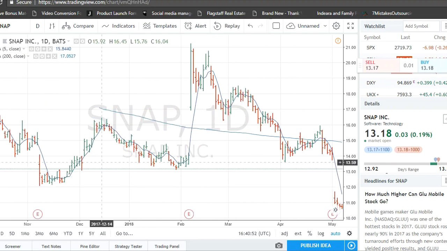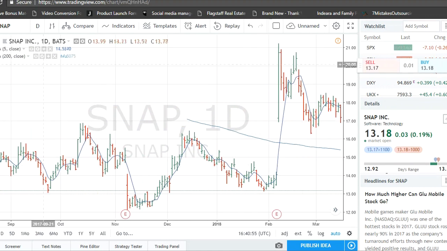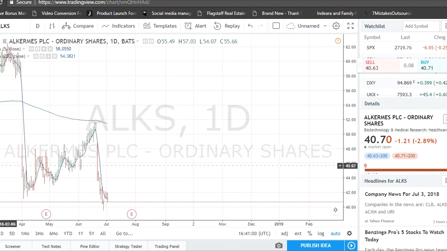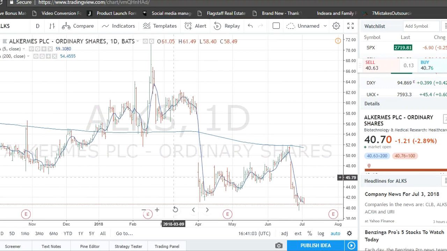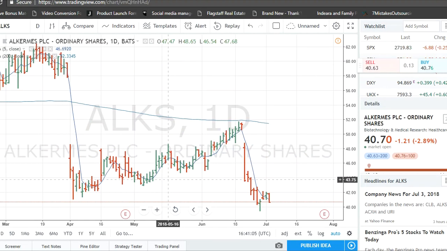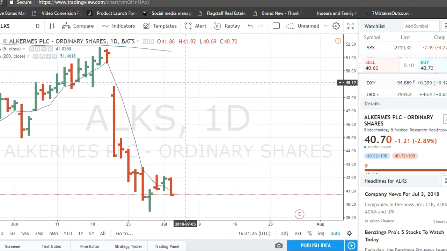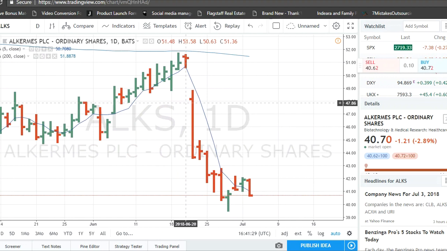So let me see here. ALKS, there's another one. Okay, ALKS. All right, this is a $40 stock, so we're close to the 50. There's some good swings here. Here's an opportunity right there. 4 out of 5 are up. 1, 2, 3, 4. Okay, we're still under the 200-day moving average. We're following the rules.